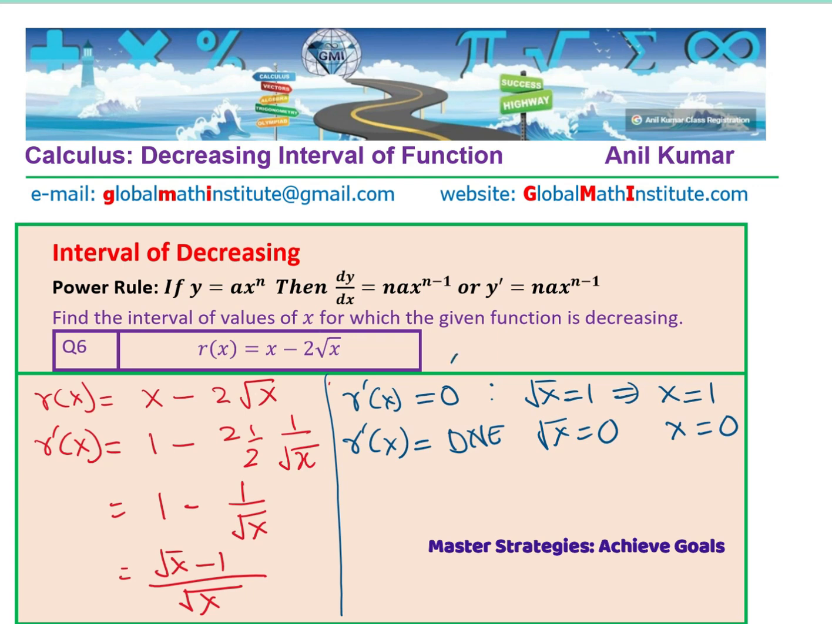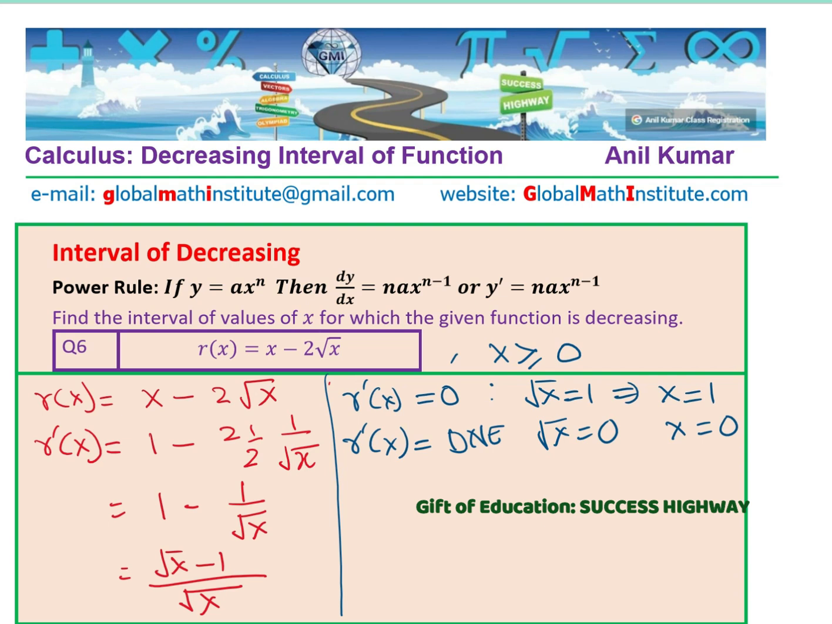Now, see, the domain of the function is that x can be greater than or equal to 0. So both the points are in our domain. You get the idea. However, we're only going to check beyond x equals 0. So that is very, very critical. Remember this, that the domain is x greater than or equal to 0.